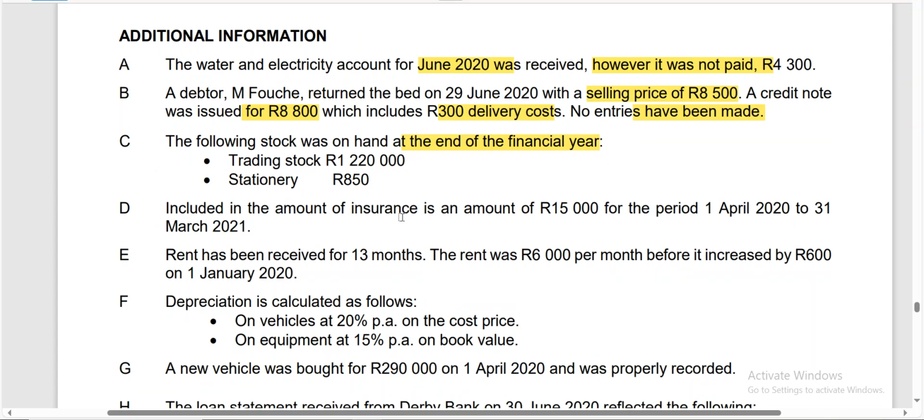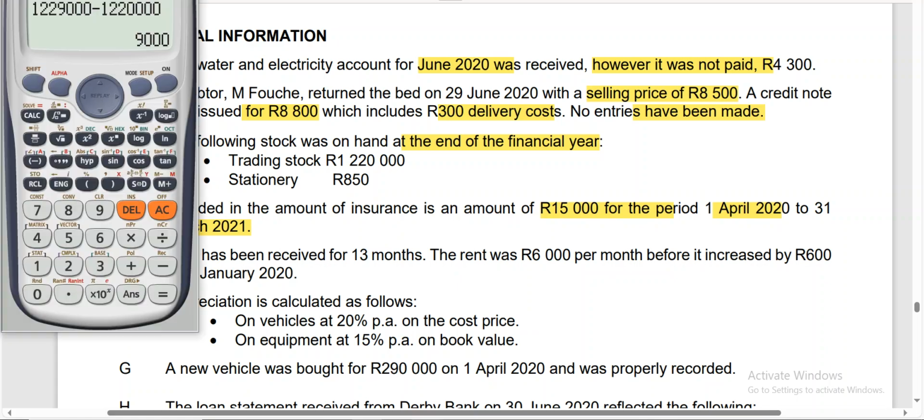Here they're saying included in the amount for insurance of 15,000 for the period 1 April 2022 to 31 March 2023. Now here, what is very important is for us to remember how many months we were supposed to pay for. We were supposed to pay for April, May, June. Out of 12 months, we were only supposed to pay for 3 months, but we actually paid for the entire 12 months. So it means that our insurance was prepaid by 9 months.